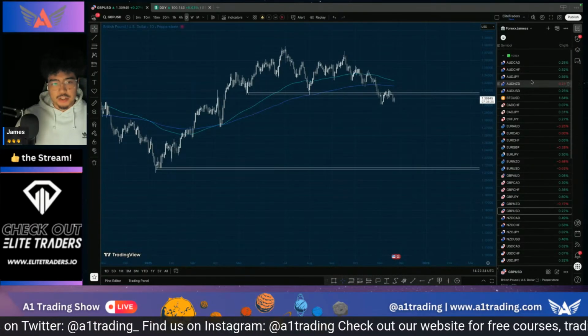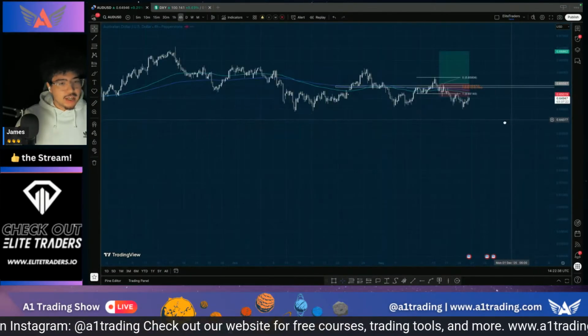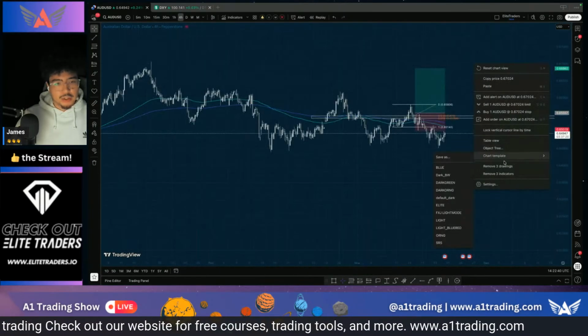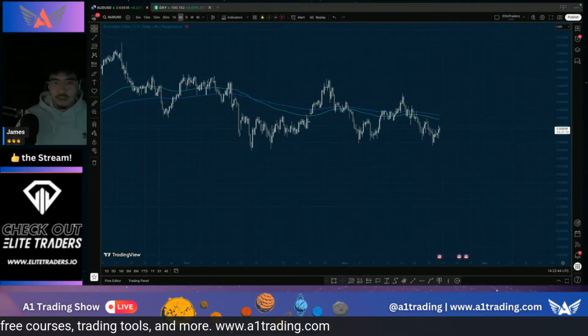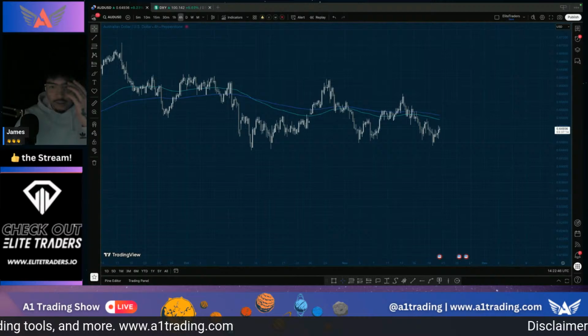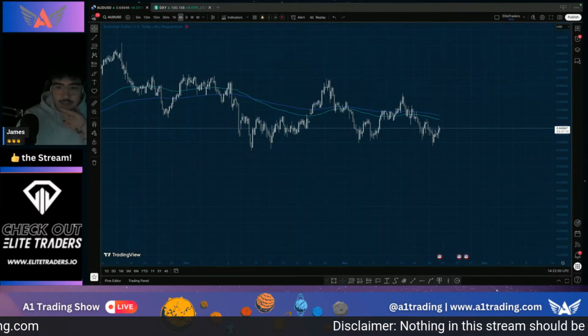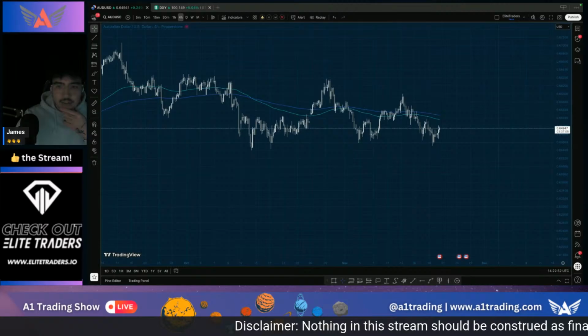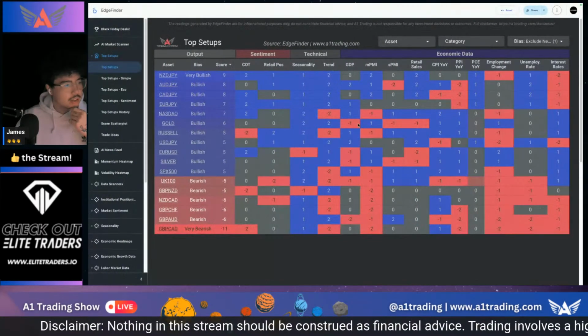Thoughts on Australian US dollar? I'll be perfectly honest with you. I have absolutely no idea what's going on in Australia right now. So let me just take a quick look. Just bear with me for 1 second so I can give you something accurate. So the RBA is currently neutral to hawkish. Let's just see what the edge finder is saying.